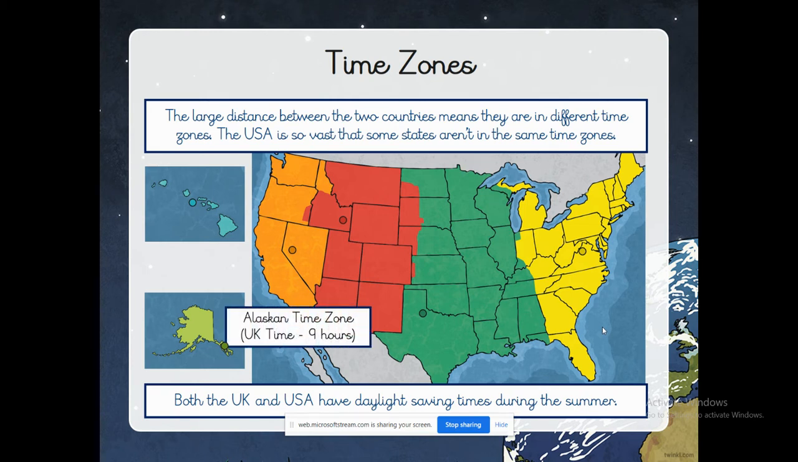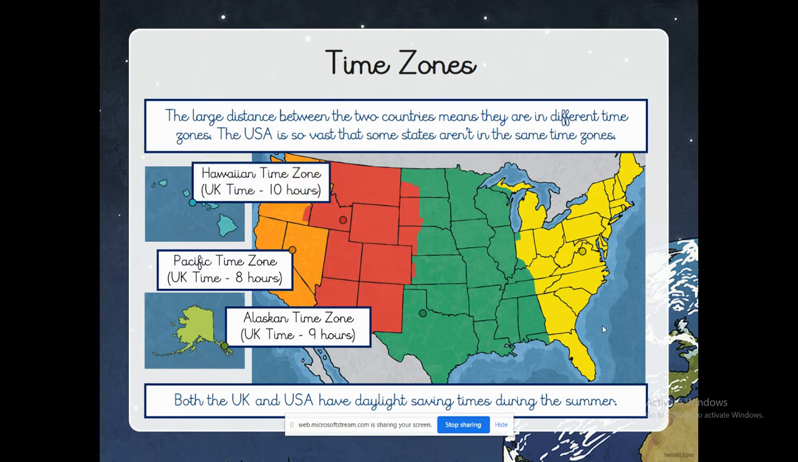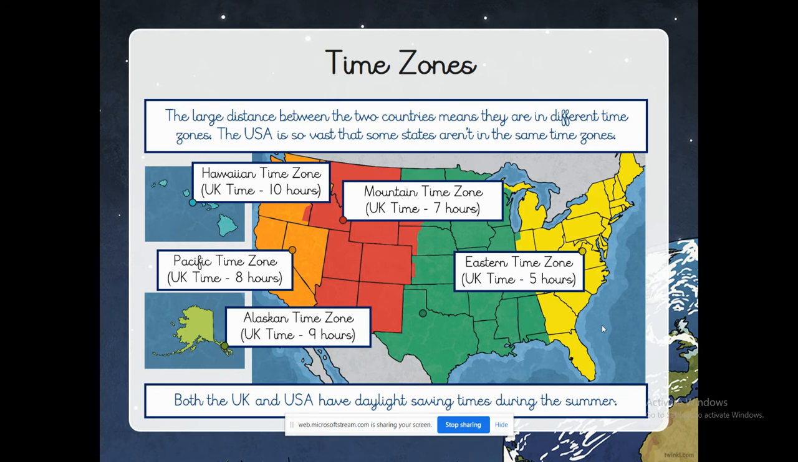But the Alaskan time zone, for example, in America, is 9 hours different from the UK. Hawaiian time zone is 10 hours different from the UK. In the mountains, it's 7 hours different. And over on the east side of America, there's only 5 hours difference. So you can see there's a huge difference just crossing from one side of America to the other.